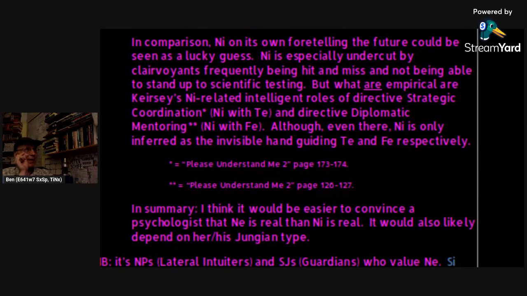But what is empirical is NI-related intelligent roles of directive strategic coordination, NRET. So basically what NTJs are good at, like CEOing and long-term projects, 20-year projects, and directed diplomatic mentoring. Those are empirical. Although even there, NI is only in third, as the invisible hand guiding TE and FE respectively. Right, and I'll give you some pages to look at. Please understand me too.